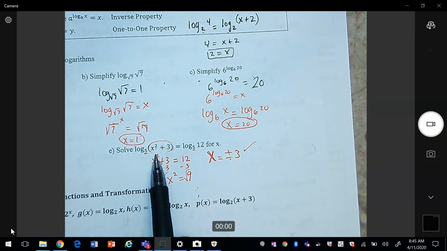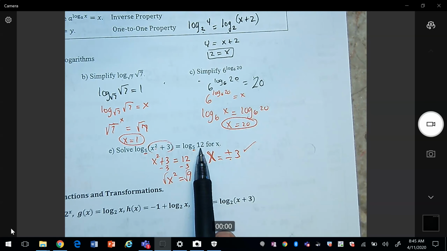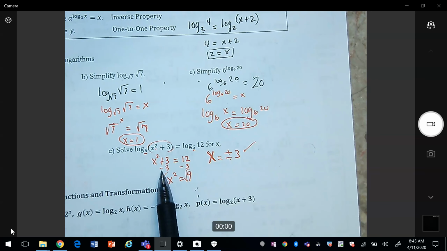So we can take x squared plus 3 and set it equal to 12. Solve for x by subtracting 3. So we get x squared is equal to 9. Take the square root on both sides. So we get plus or minus 3.